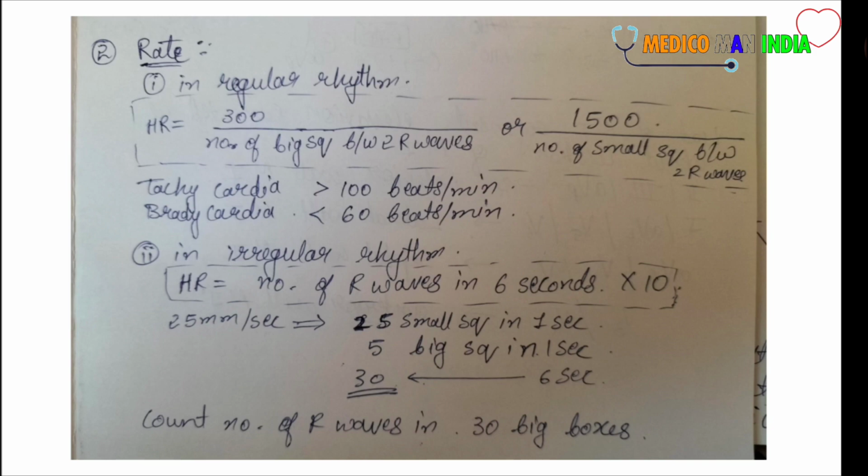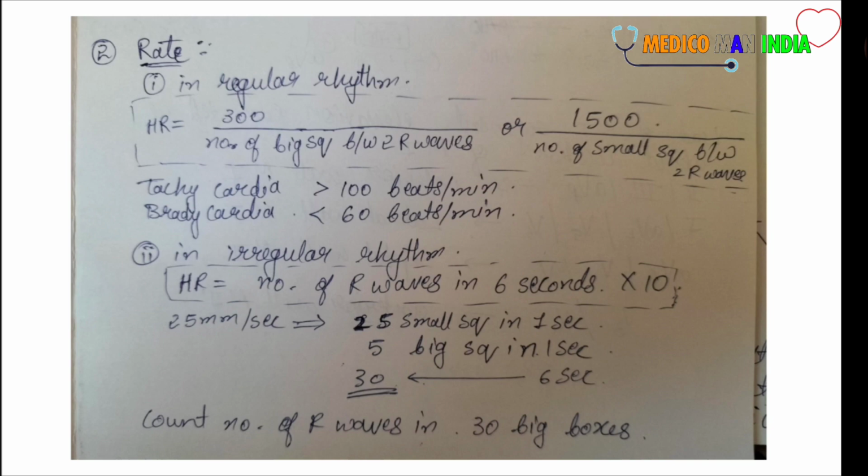Now in irregular rhythm, we already saw there are two types, regularly irregular and irregularly irregular. How is it calculated? It is calculated as the number of R waves in 6 seconds multiplied by 10. We should take a 6 second ECG of lead 2, and multiply the number of R waves by 10.